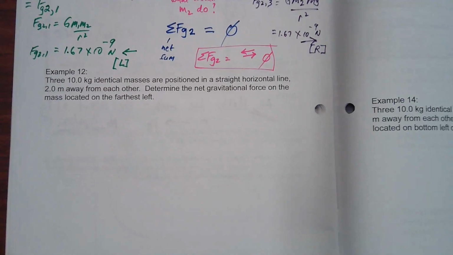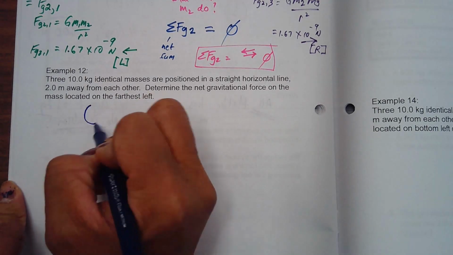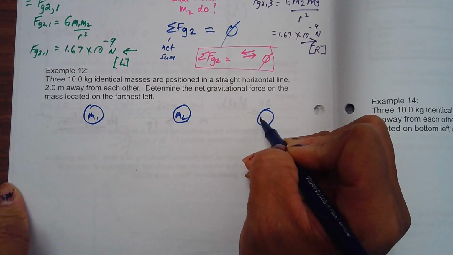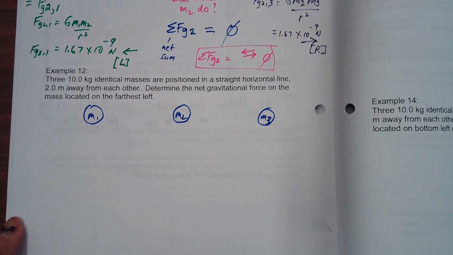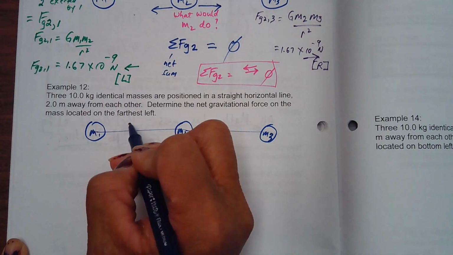Okay, example 12, let's take a look at this. It's the exact same 3 masses that we have. Mass 1, mass 2, mass 3, each one is 10 kilograms, each one still 2 meters apart.